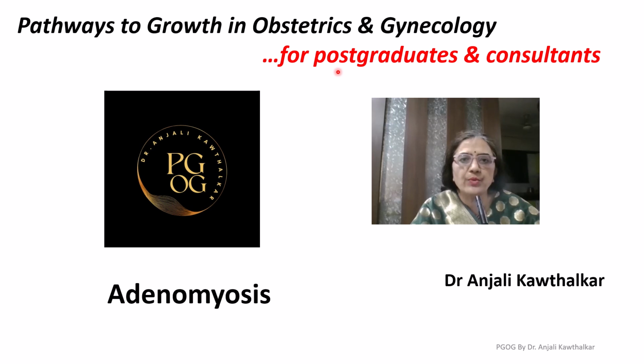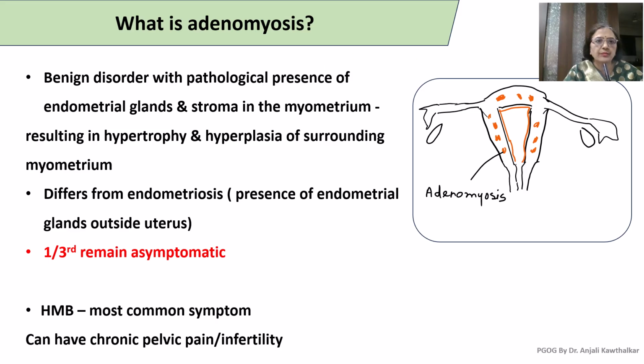Today's topic is adenomyosis. Adenomyosis is a benign disorder with pathological presence of endometrial glands and stroma in the myometrium, resulting in hypertrophy and hyperplasia of surrounding myometrium. So as we can see here, it is a benign disorder where there is a pathological presence of endometrial glands and stroma in the myometrium, and this presence leads to the hypertrophy and hyperplasia of surrounding myometrial cells.